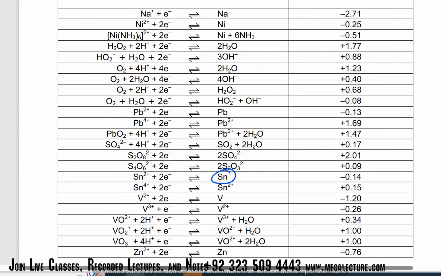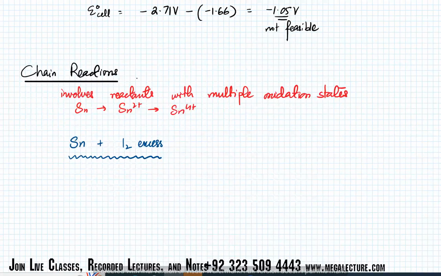There's just one reaction where tin is involved, and iodine is on the other page. Tin is minus 0.14 volts. So there's just one reaction where tin is present: Sn2+ plus 2 electrons. I think it was minus 0.14 volts. For iodine, there's only one reaction, that's this one.